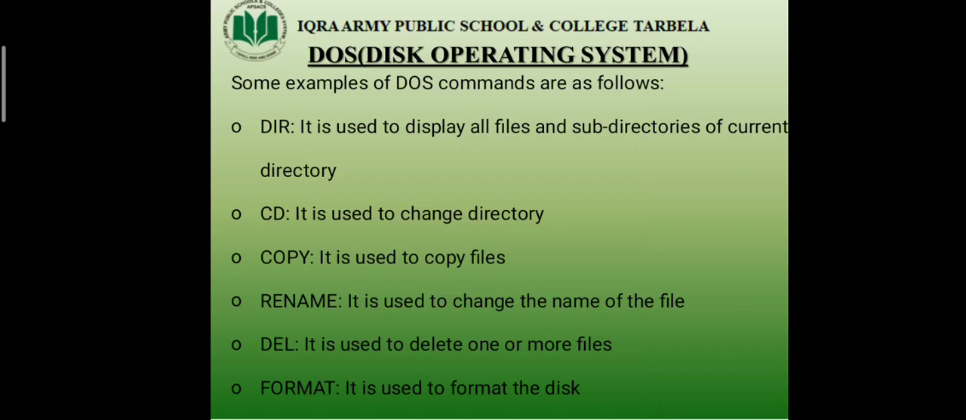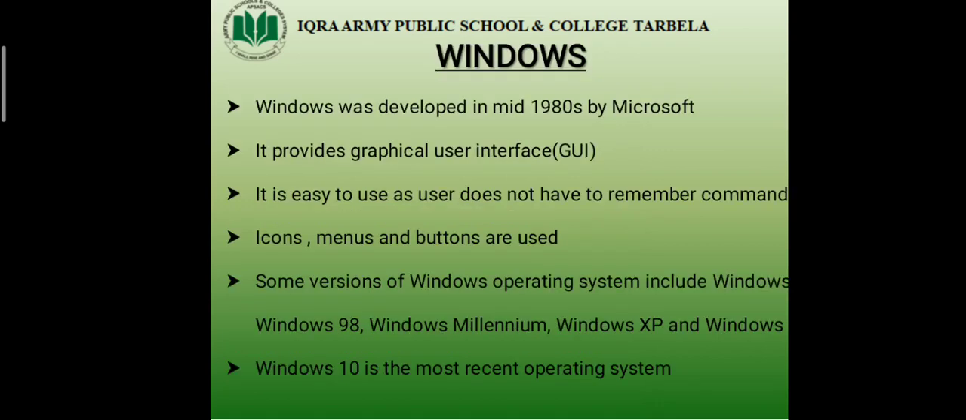Copy. Copy command is used to copy files. And the next command is rename. It is used to change the name of the file. Del is used to delete one or more files, and format is used to format the disk. So these are different examples of different DOS commands that could be used to perform different types of operations.